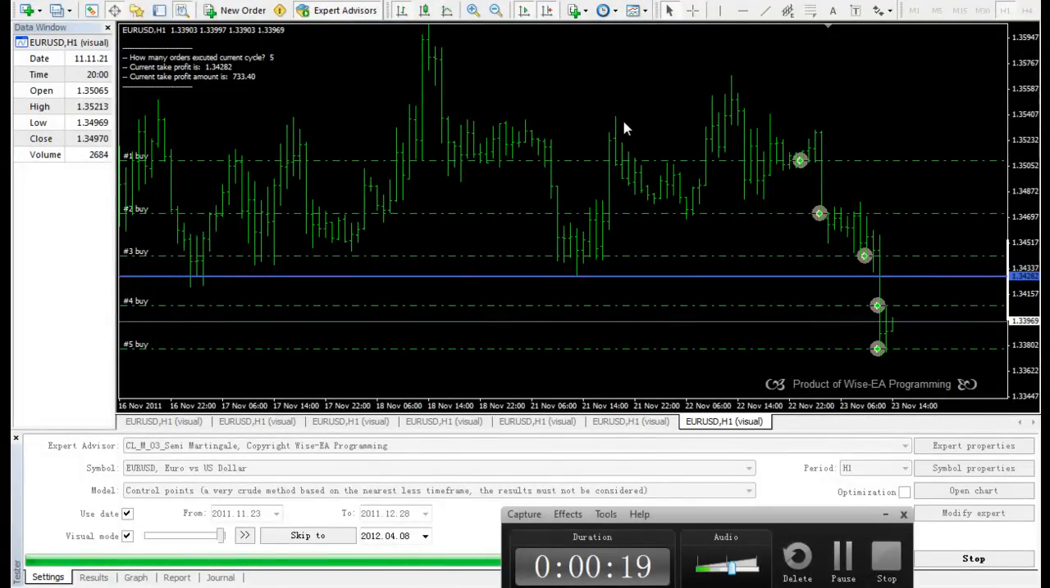It will wait for you to open a trade manually. That trade, let's just call it the primary trade, in this picture shows as the first buy. Once you open that trade, this EA will take over. It will draw a horizontal line, in this case a blue line. The horizontal line shows the desired location for take profit.